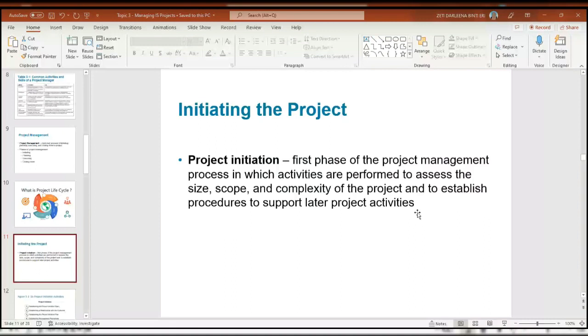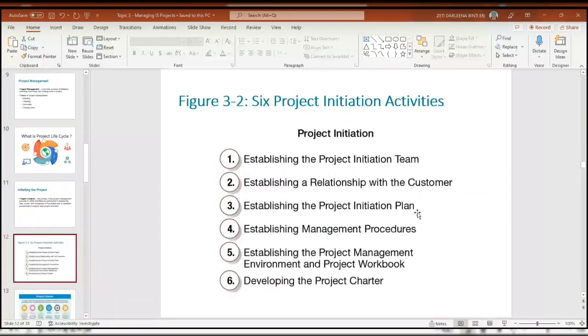So they're going to identify and evaluate that. So dalam project initiation kita ada lagi 6 activities. In this phase, fasa pertama ni, we have another 6 activities. First, we have to have a team. We have to establish a proper team.